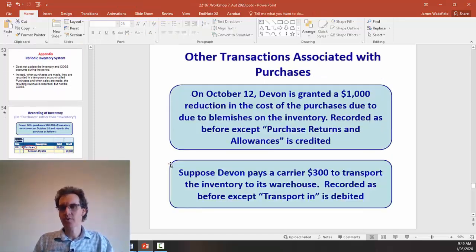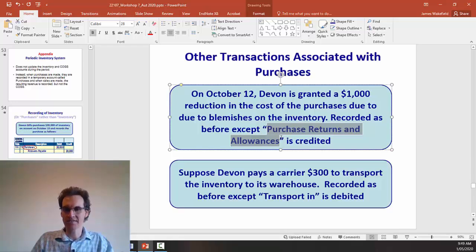Now, on October 12, Devon is granted a $1,000 reduction in the cost of purchases due to blemishes of the inventory. So we record this as before, but instead of reducing the inventory balance, we record it to an account called purchase returns and allowances. And we credit that account because obviously this reduces the value of the overall purchases. So we debit our accounts payable because we no longer owe this $1,000, and we credit purchase returns and allowances in this particular case.